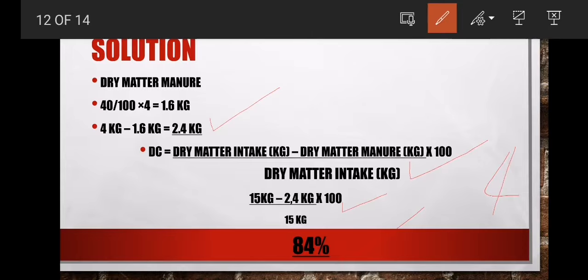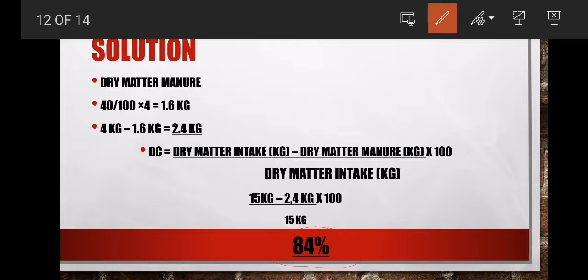So if now, my people, they can say, interpret, or what does it imply? So we will say the animal was able to digest and absorb 84% and excreted what? 16%. Simple. The animal was able to digest and absorb 84% and excreted 16%.